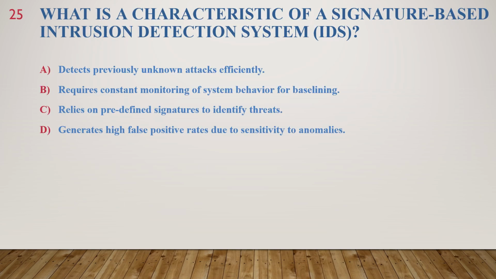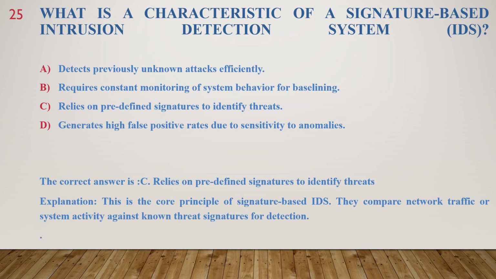The question number 25. What is a characteristic of a signature-based intrusion detection system, IDS? A. Detects previously unknown attacks efficiently. B. Requires constant monitoring of system behavior for baselining. C. Relies on predefined signatures to identify threats. D. Generates high false positive rates due to sensitivity to anomalies. The correct answer is C. Relies on predefined signatures to identify threats.